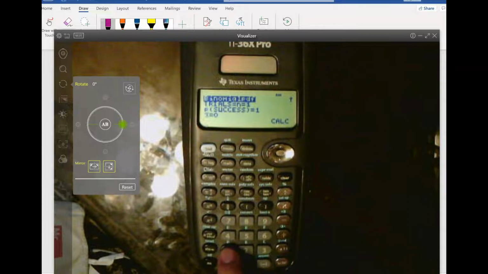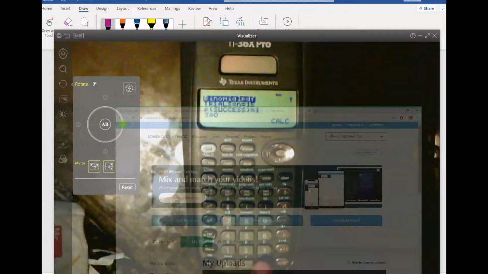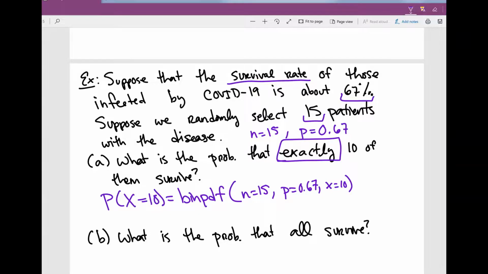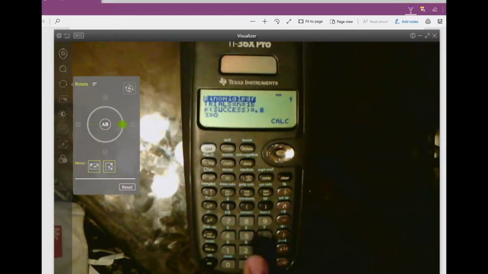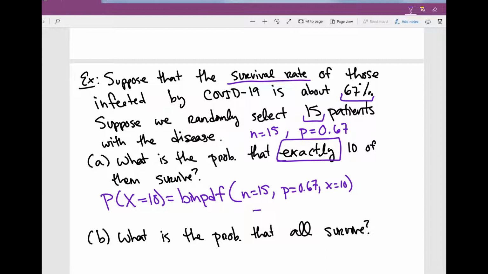The number of trials, we had 15 patients. The probability of success, I forgot what that was. What was the probability of success? It was 0.67. And then x in this case is going to be equal to 10. We put that in there, calculate, and let's round to 4 decimal places: 0.2142. This is going to be the probability that exactly 10 of them are going to survive.